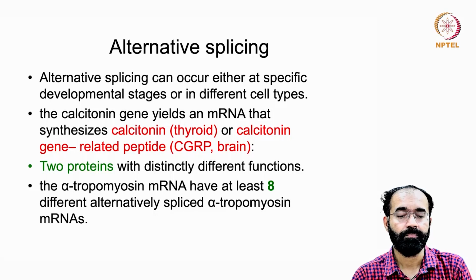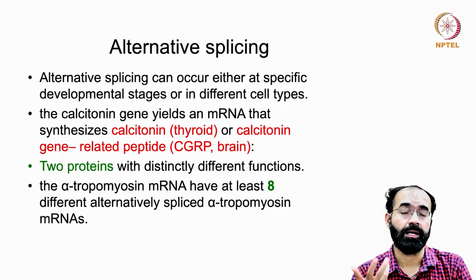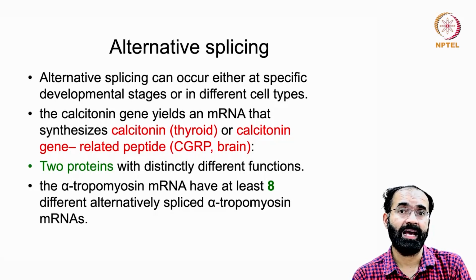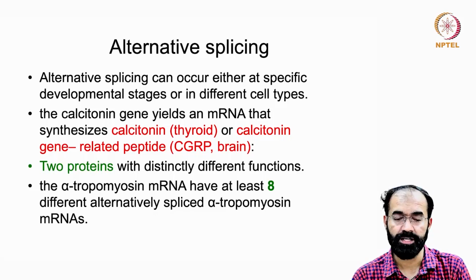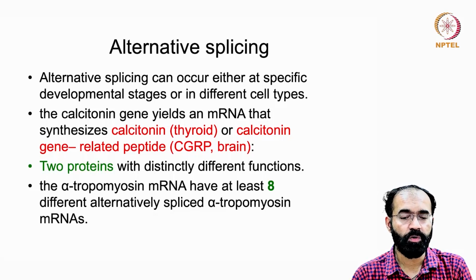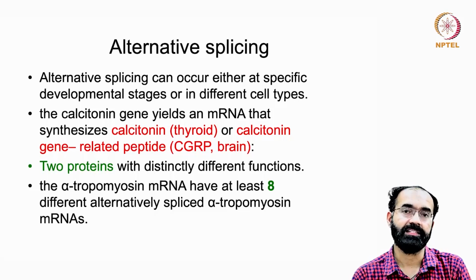So calcitonin is a gene that is important in regulating the calcium balance in the body. It is normally expressed in the thyroid gland, whereas the calcitonin gene related peptide, called CGRP, is expressed in the brain. Both are coming from the one gene, and two proteins with distinctly different functions in different tissues. So one is in the brain, another is in the thyroid, coming from the same gene.